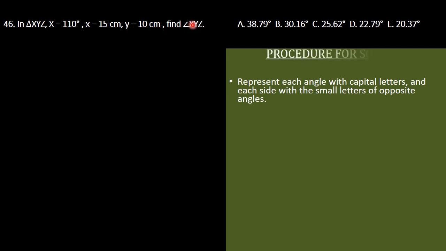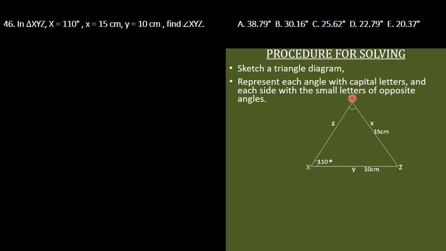The first step here is to sketch a triangle diagram. The second step is to represent each angle with capital letters and each side with the small letter of the opposite angle. That is something like this. We represent this as our capital X, this as our capital Y, this as our capital Z, with small x, small y, and small z opposite them. Then apply the sine rule: small a over sine capital A is equal to small b over sine capital B is equal to small c over sine capital C.